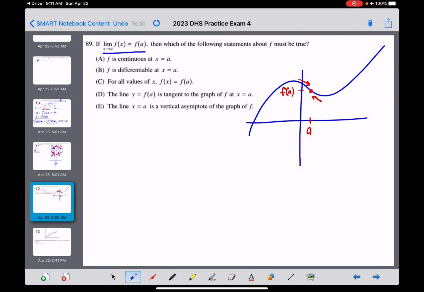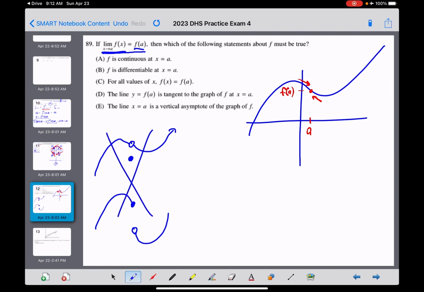Some cases where that might not happen, guys, would be something like a hole, okay, like this. Now in this case, the left and right-hand limits do agree, but if I put a closed dot right down here, that limit does not equal the value of f of a. And then of course another counterexample would be if the curve did this on the left and this on the right, and one of these dots was closed and the other one was open, now your left and right-hand limits don't agree, so the two-sided limit doesn't even exist. So these would be counterexamples.